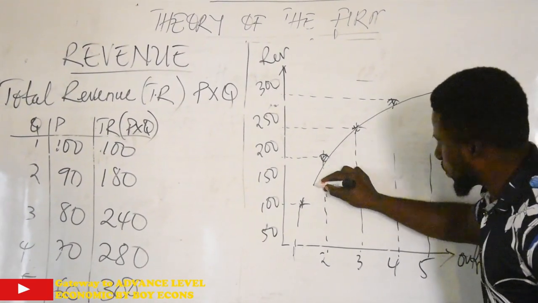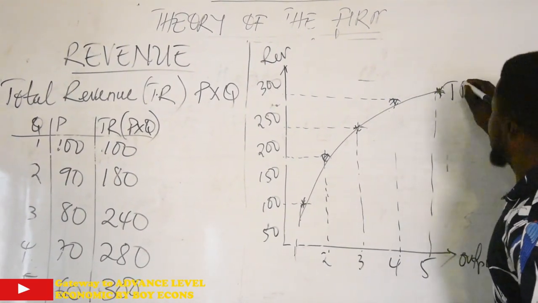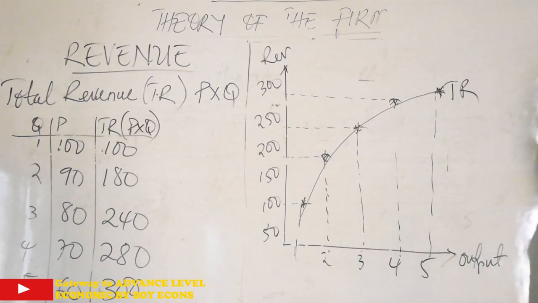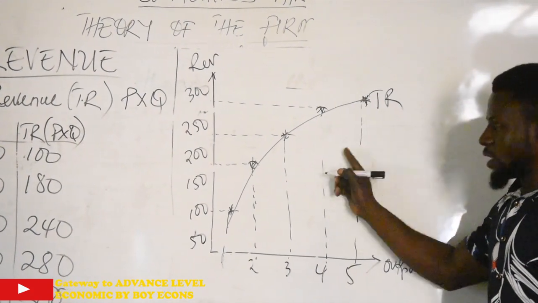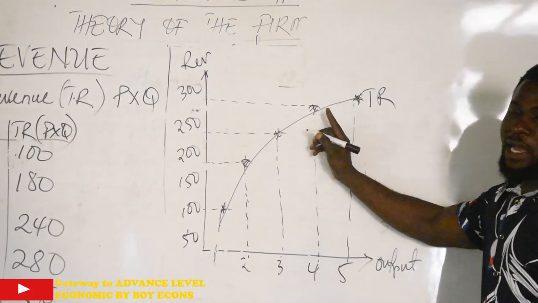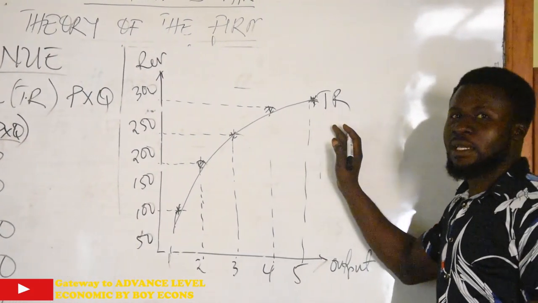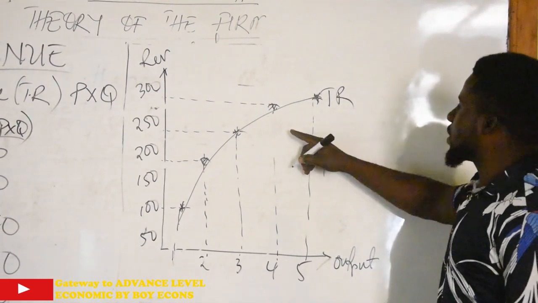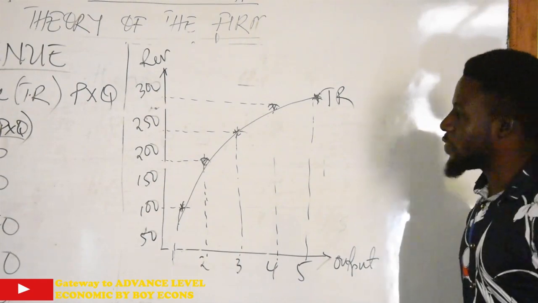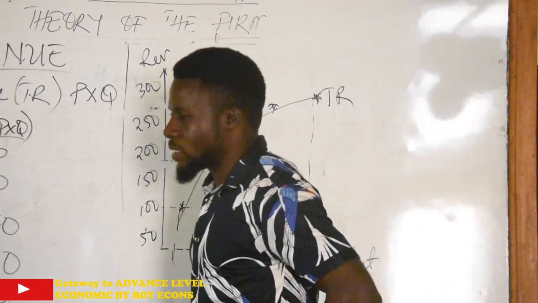So you see that the total revenue curve of this firm is not a diagonal straight line. It curves. It increases, and then at a point it begins to increase at a decreasing rate. So this is the structure of total revenue in an imperfect market situation.